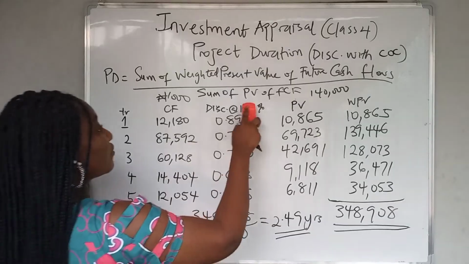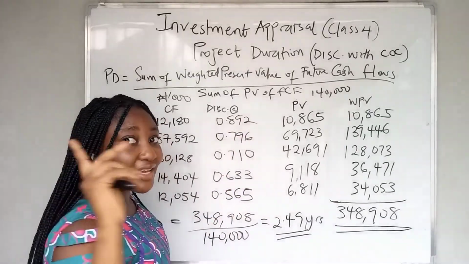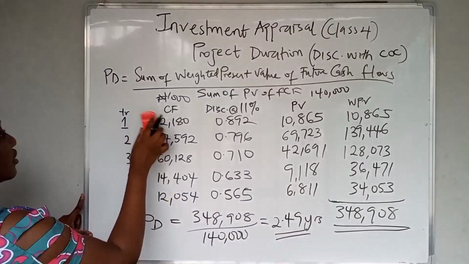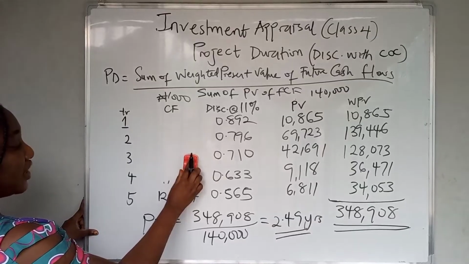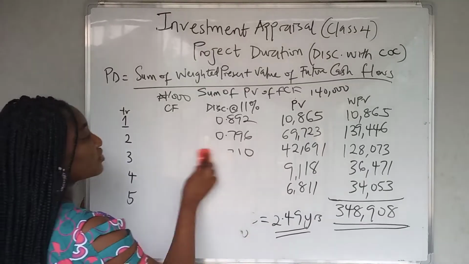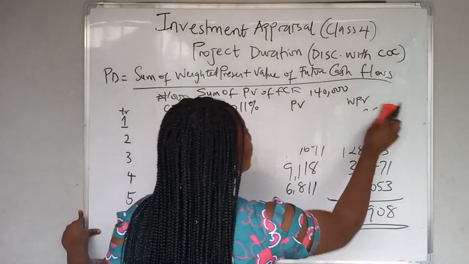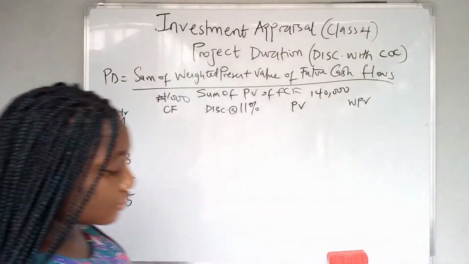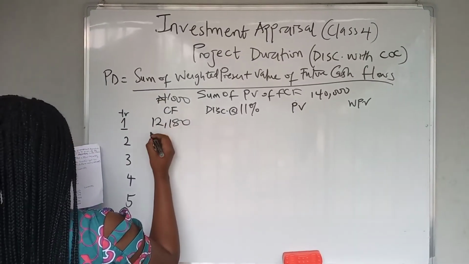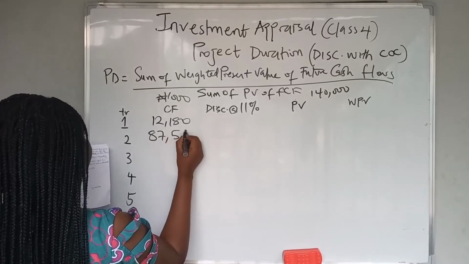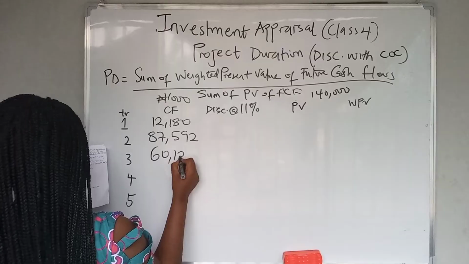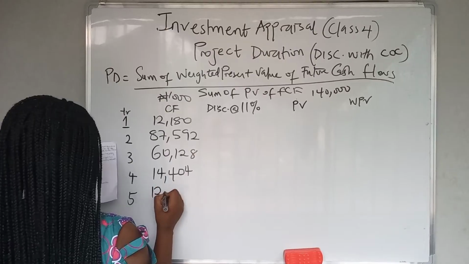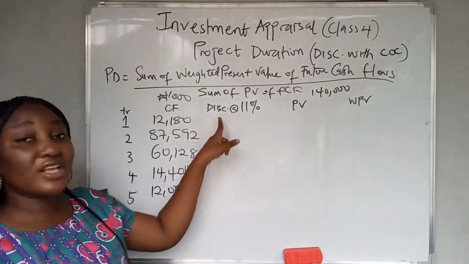So now let's discount using cost of capital. Cost of capital was given, remember, in class 2 as 11%. Remember, we got it using the Fisher's formula. Okay, so what are your cash flows? Let me just rub everything so that we put it one by one, right? Your cash flows remain the same as 12,180, 87,592, 60,128, 14,404, 12,054. Okay, so let's discount using 11%.